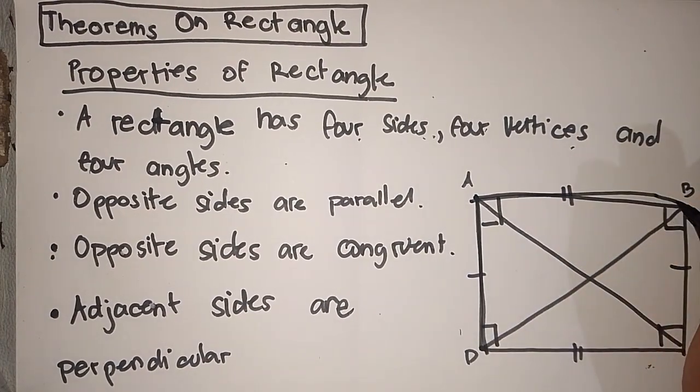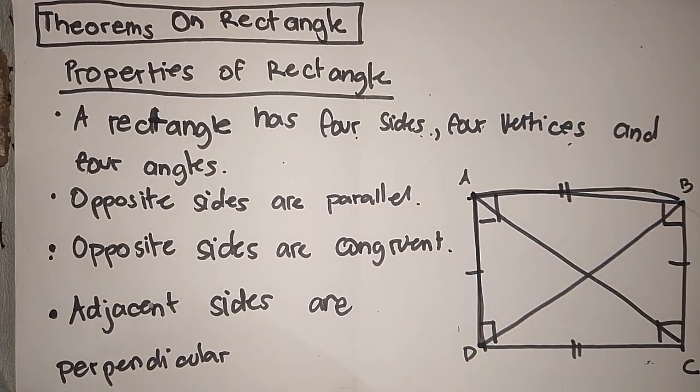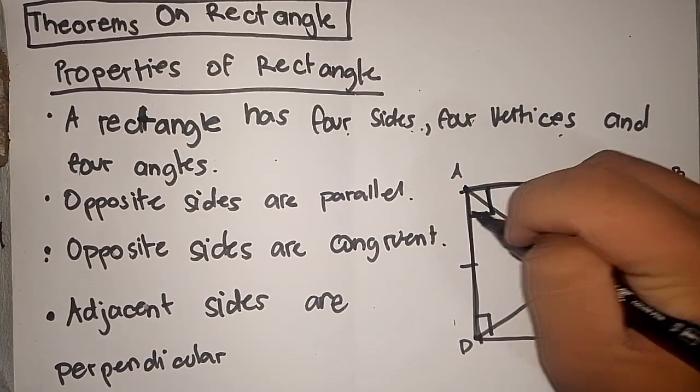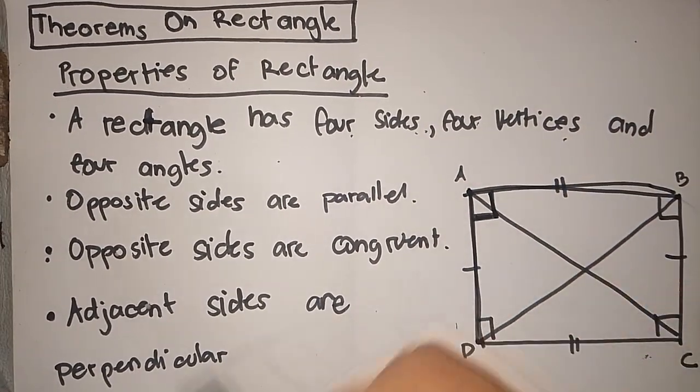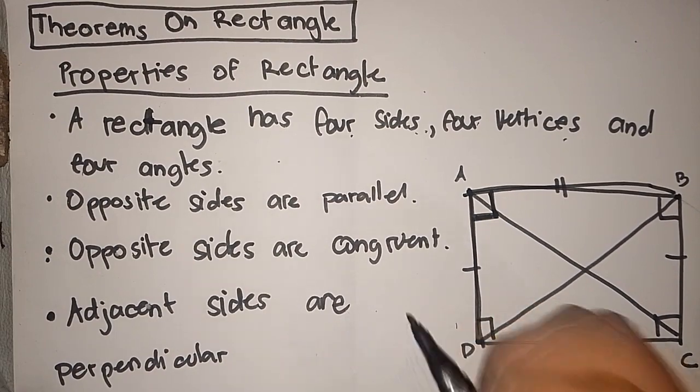So how do we know that they are perpendicular? Well, it forms a right angle. A right angle measures 90 degrees.